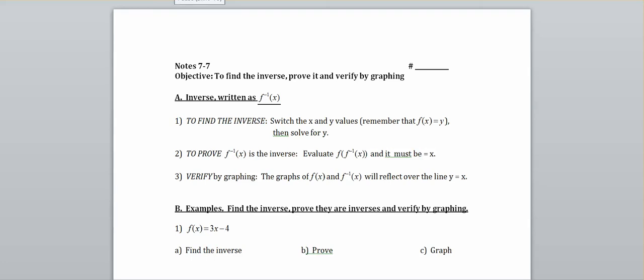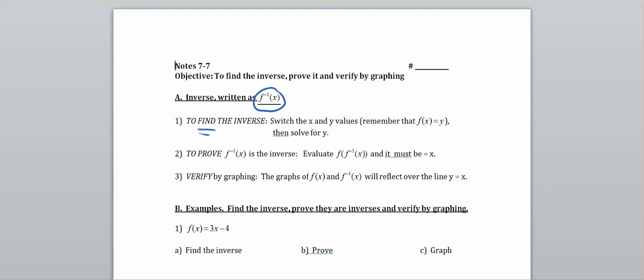Today's notes are going to be on finding inverses, proving that they are indeed inverses, and verifying by graphing. An inverse can be written as f to the negative 1 of x. So when you see f to the negative first power, that stands for the inverse of a function. So f of negative 1 of x means inverse.